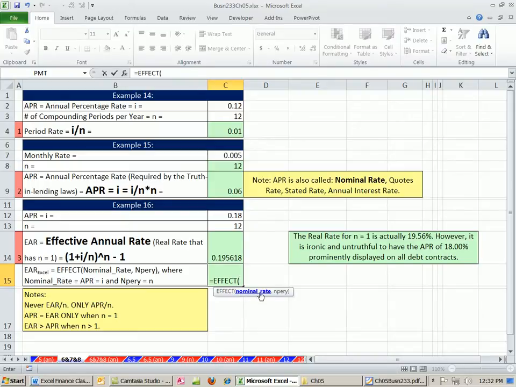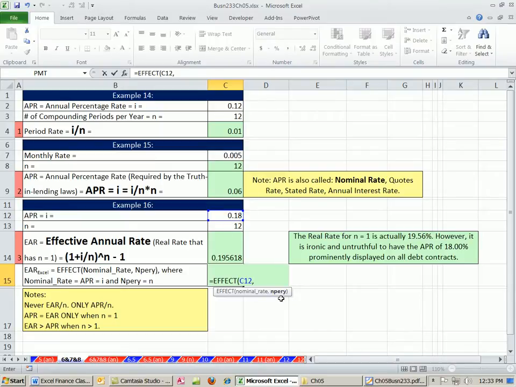It just wants the nominal rate. And by the way, APR can be called nominal rate, quoted rate, stated rate, annual interest rate, and also others. So in Excel, nominal means APR. So I'm clicking there, comma, and NPERY.